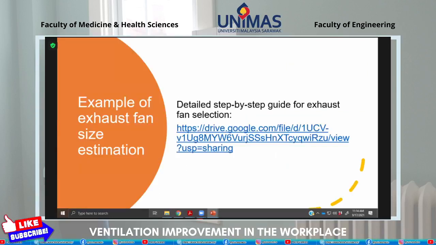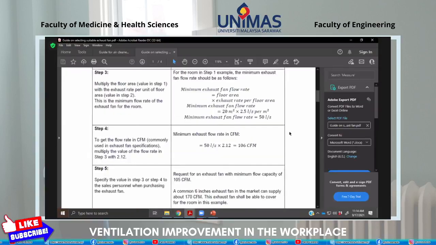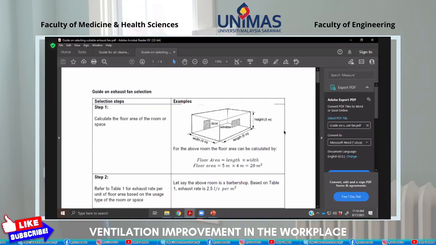Okay, let us look into the detailed step-by-step guide with an example. You can download that in the Google Drive. I have it readily open here. Let's say we use the same room, with the floor area, regardless of the height, with a width of 4 meters and a length of 5 meters. So the floor area is 20 square meters.